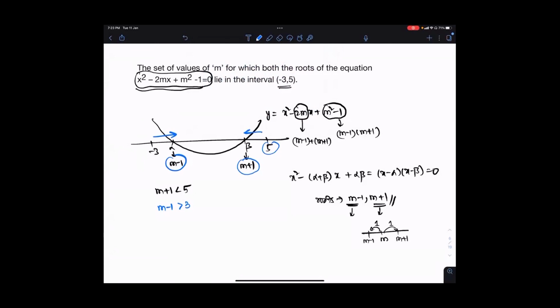So if you do that, m less than 4, this will give m greater than, sorry, that is -3. Yeah, -2. So overall, you will get m belongs to -2 to 4.